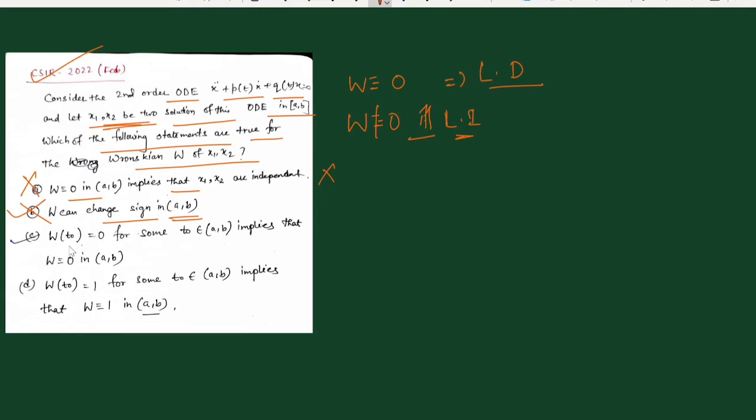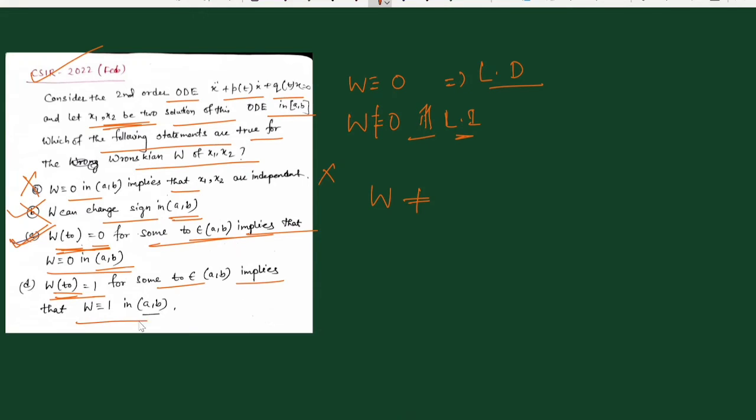Okay, and the third option says that if the Wronskian at any point t0 belonging to the open interval (a, b) is equal to 0, then this implies this is 0. This is clearly correct from the result that if the Wronskian at any point equals 0, the Wronskian is either 0 throughout the interval or non-zero throughout the interval. If at one point this is 0, that means this is 0 throughout the interval. Okay, this is throughout the interval, but the Wronskian at a specific point t0 equal to 1 for some t0 belonging to (a, b).